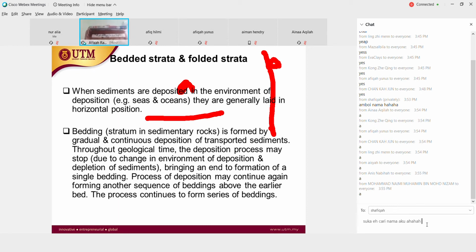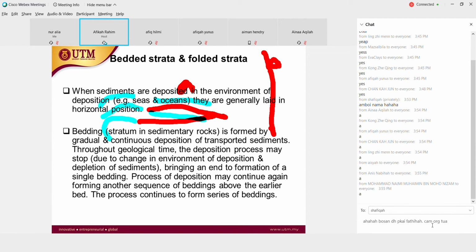So what does bed mean? Just like a horizontal plane of one material, right? It's formed by gradual and continuous deposition. The process of deposition may continue again, forming another sequence of beddings above the earlier bed. So of course, this one is the earlier one, and this one is the new one that has been deposited on top.